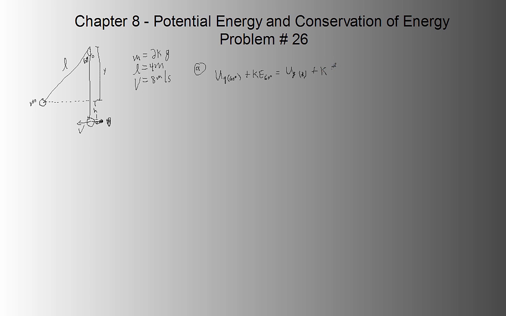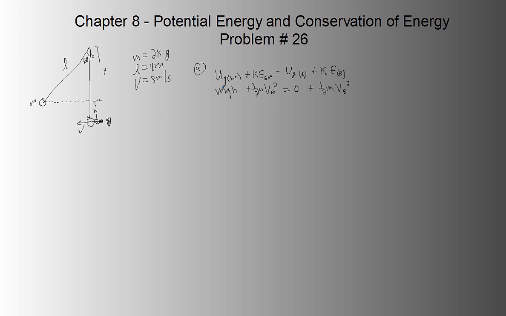plus kinetic energy at the bottom. And so we know that this is mgh, where h is this height here, plus 1/2 m velocity at 60 degrees squared. And that's going to equal 0 because at the bottom we have no potential energy. That's where we defined it to be 0. Plus 1/2 m v bottom squared.